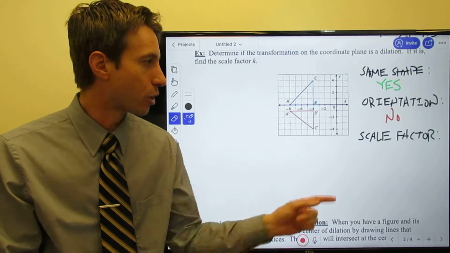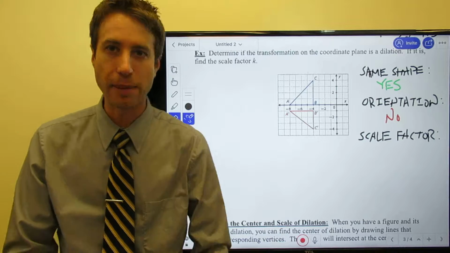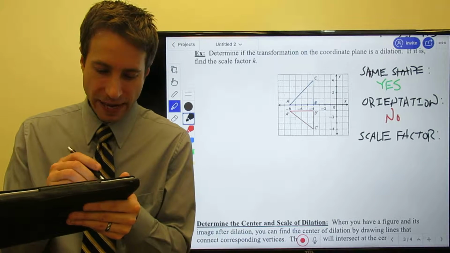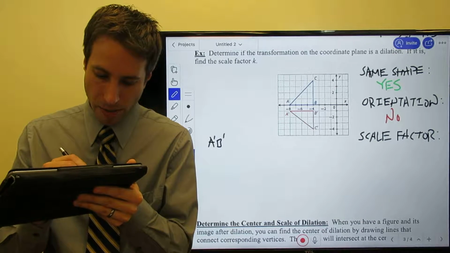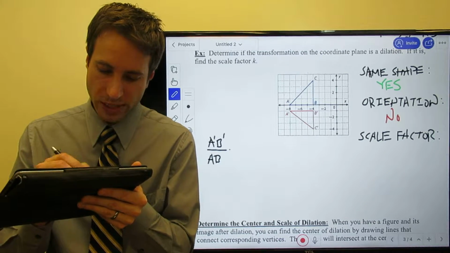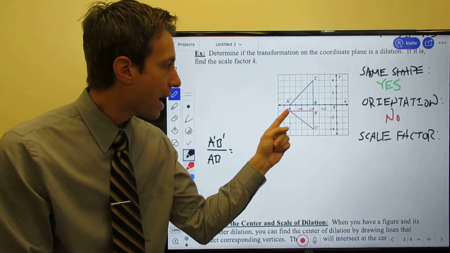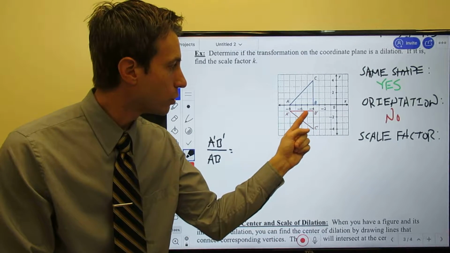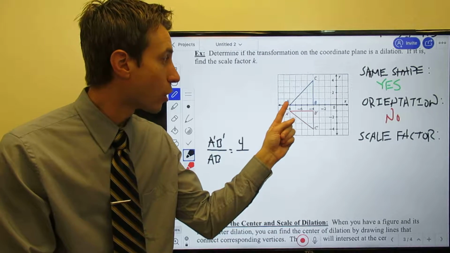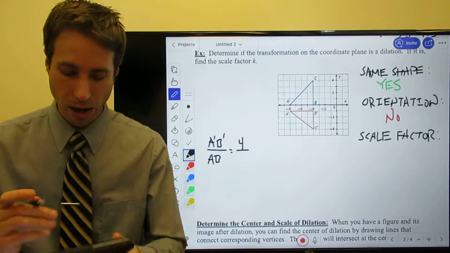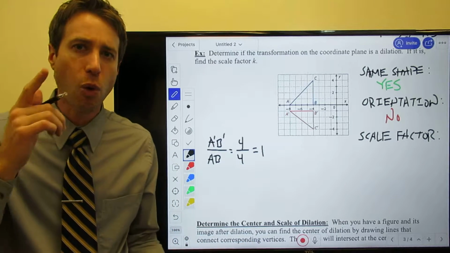One more time, what we're doing is checking the scale factor. We already know it's not a dilation because the orientation wasn't the same, but the scale factor, if I do A prime B prime over AB, and I'm doing these ones because I can count them, right? They're both horizontal lines. So A prime B prime is 1, 2, 3, a length of 4, whereas AB is also 1, 2, 3, a length of 4. And of course 4 divided by 4 is 1. So I get a scale factor of 1.